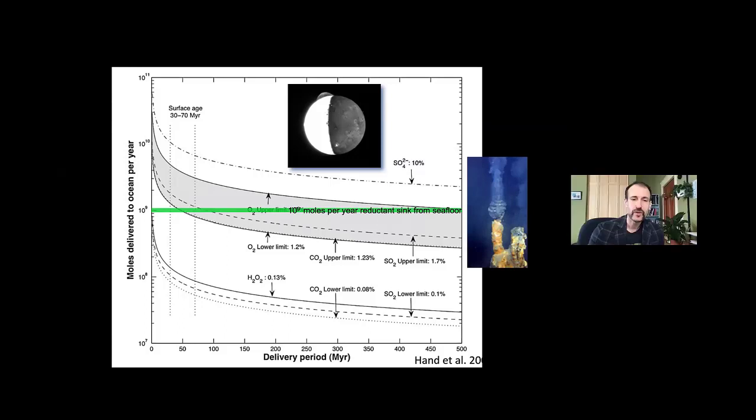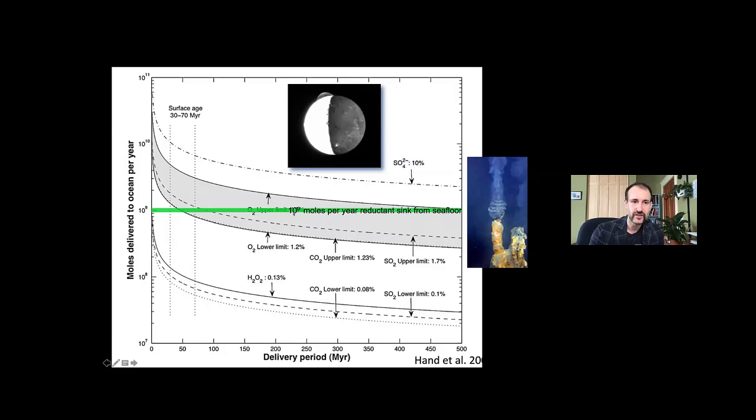So they also, in that paper, made an estimate of the moles of reductants generated at the seafloor. In their case, they focused entirely on high temperature hydrothermal activity, so-called black smokers, for which there were some inventories of the flux of reductants on Earth. And so by looking at Europa's heat flow, you can get an estimate of the total fluid circulation through the seafloor and come up with a number for the number of moles per year generated.